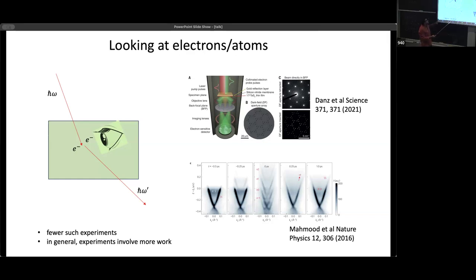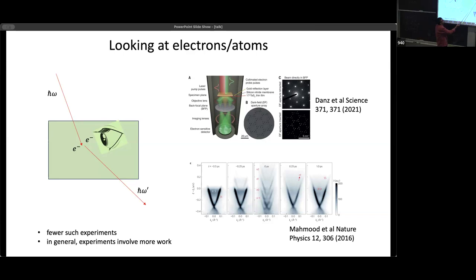If you want to go beyond this, so if you want to do experiments that are beyond photon in and photon out, there do exist experiments where you can look at photon in, and then you look at the electronic response. So here is a famous experiment. This is time-resolved ARPES. So here you're looking at the response of the electronic system when you're driving it with photons.